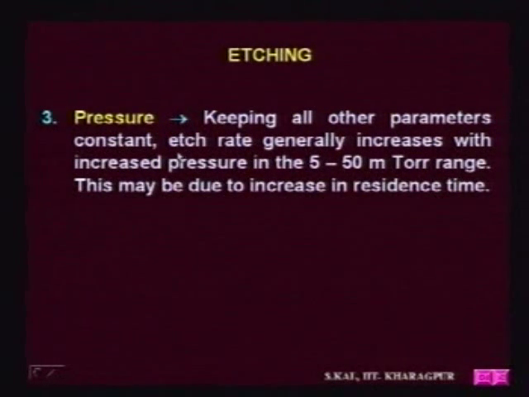Keeping all other parameters constant, etch rate generally increases with increased pressure in the 5 to 50 millitorr range. This may be due to an increase in residence time, because in the residence time relation you have seen, that is PV by R, so that residence time is directly related to P. So, if you increase the pressure in the range of 5 to 50 millitorr, then it is observed the etch rate increases. That is the effect of plasma pressure on etch rate.